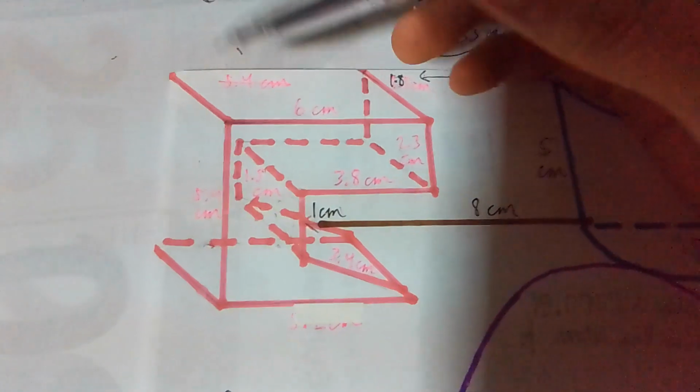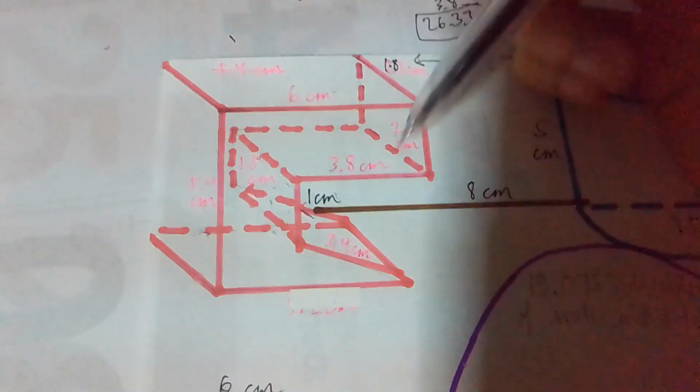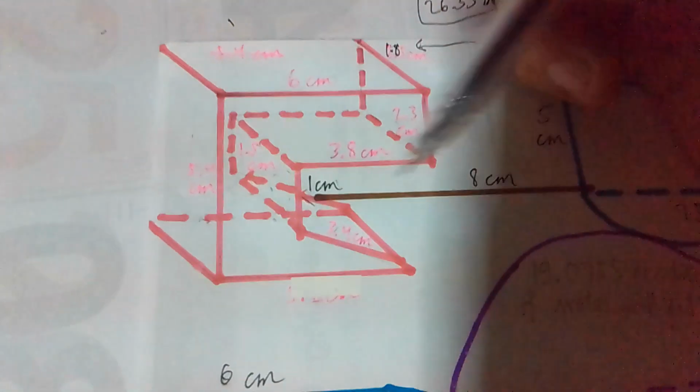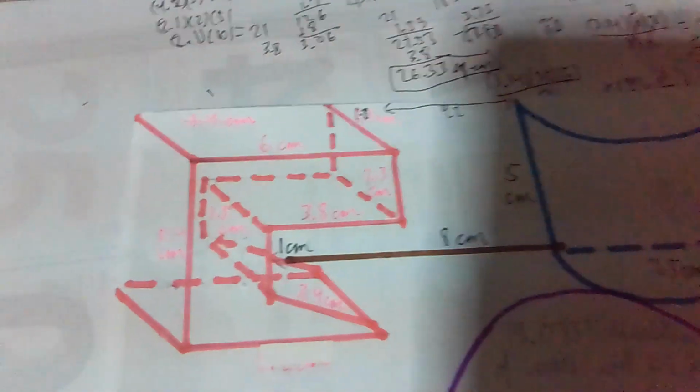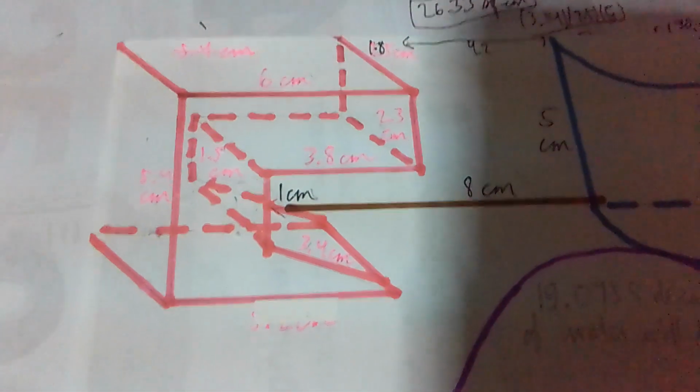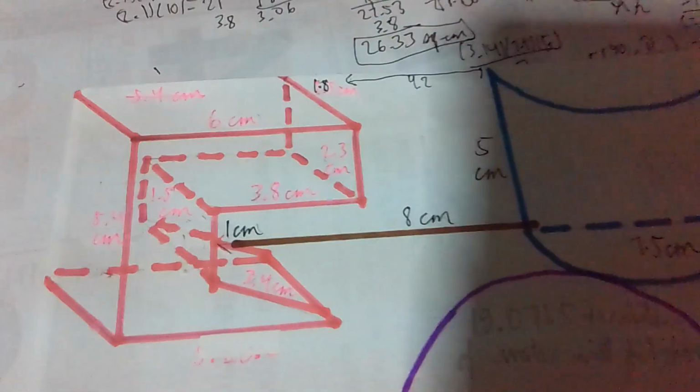Can you find it? Of course, this is a rectangle, this also a rectangle, this also a rectangle, rectangle, rectangle, rectangle, rectangle. So there are 7 rectangles. So if you see 7 rectangles, you know that this is a prism. But what prism is it? Based on the number of rectangles that you see, the rectangles pertain to the number of sides.